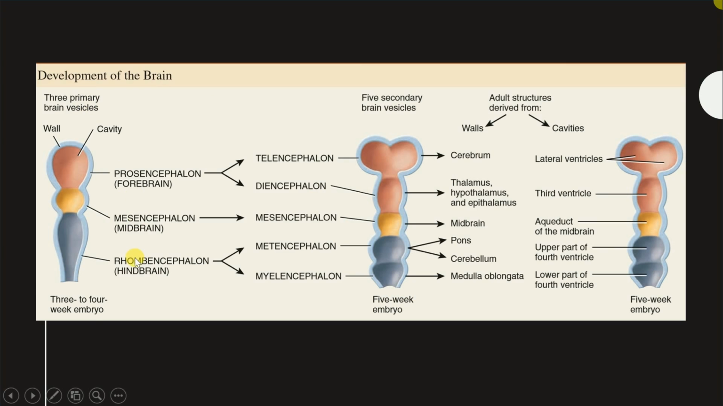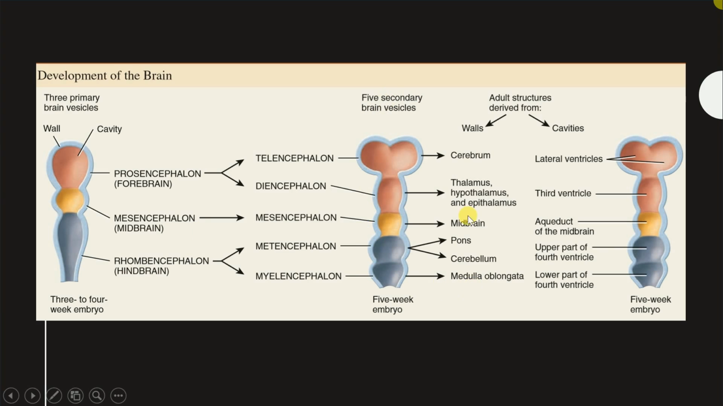the rhombencephalon, and this structure is visible in a 3 to 4 week embryo. In a 5 week embryo, the prosencephalon and rhombencephalon further develop two constrictions so as to form the secondary brain vesicles. And these are the telencephalon, diencephalon, the mesencephalon, the metencephalon, and the myelencephalon.